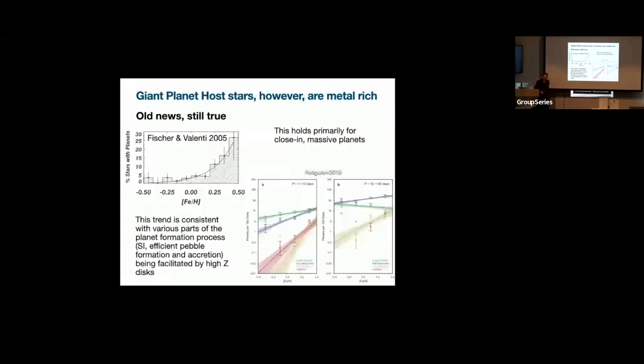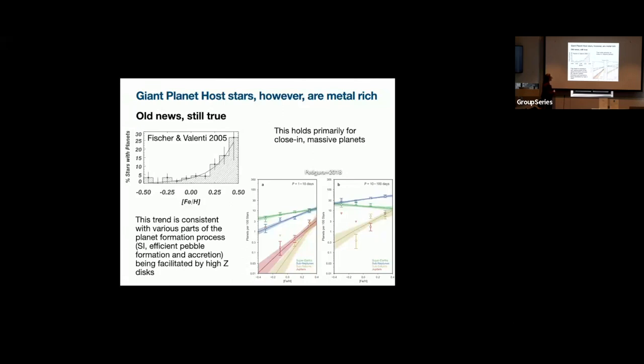But what about the planets? So if we look at giant planet hosts, unlike the binary case, you can think of giant planets and binaries as two opposite sides of the mass ratio distribution. Giant planet hosts are metal rich. This is something that has been well known since the early 2000s. And it is still true if you look at much better statistics. This is a really nice summary from Pettigrew 2018.